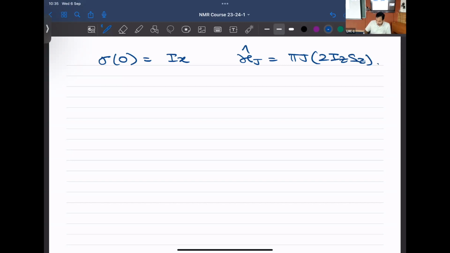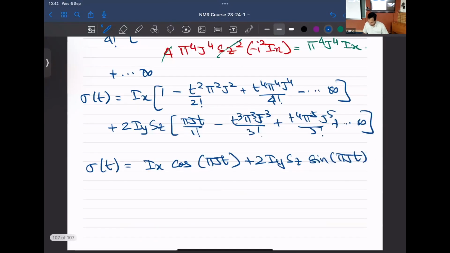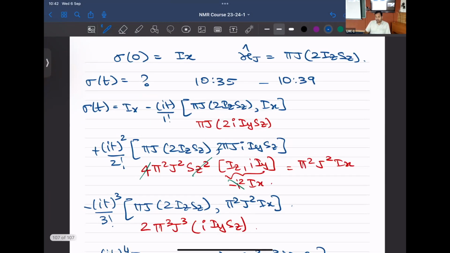I would like to know after a time t, what will be the density matrix. Best way of doing this would be to write the BCH expansion and try to understand what comes up. Yeah. Ix cos pi J t plus 2 Iy Sz sin pi J t. Good. So looks like you're practiced enough. So let's go stepwise. That's the right answer.